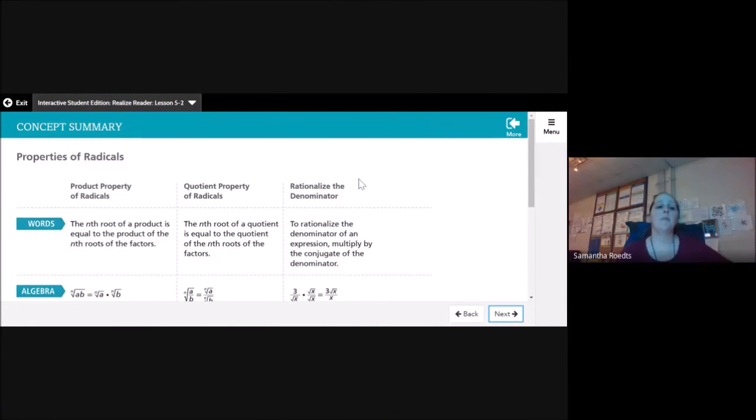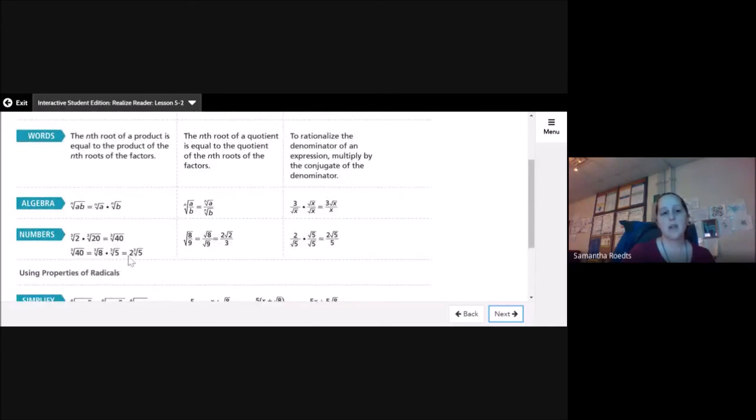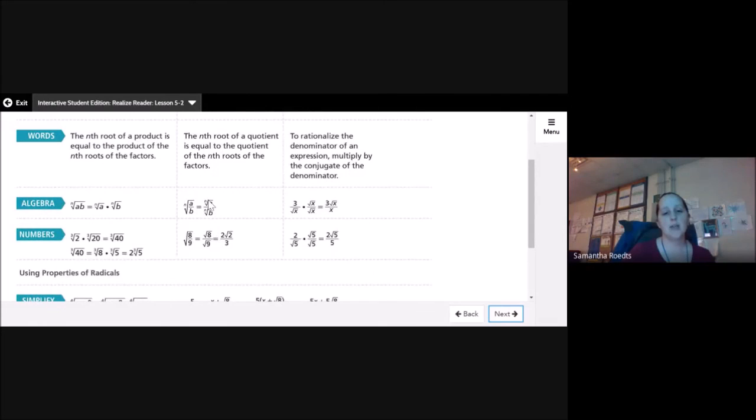All right, concept summary. Product of radicals. Product property of radicals: the nth root of a product is equal to the product of the nth roots of the factors. In algebra, the nth root of AB equals the nth root of A times the nth root of B. Here it is in numbers. You also have the quotient property, which says that the nth root of A over B is the nth root of A over the nth root of B.